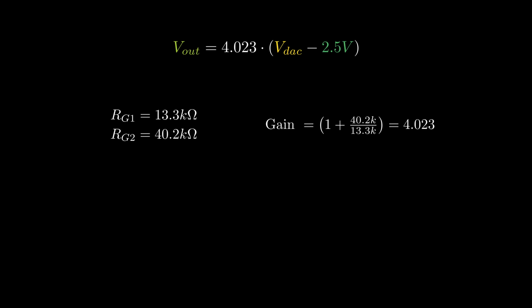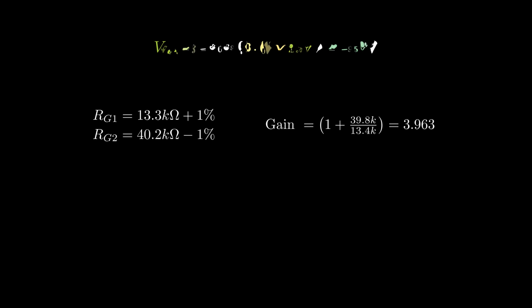What happens if RG1 is 1% high and RG2 is 1% low? Now our gain is less than 4. We can't correct this with our calibration because the DAC physically cannot output less than 0 volts. At 0 volts and our new reduced gain, we can only scale to minus 9.9 volts. Likewise, the DAC can't output more than 5 volts, so we can only scale to 9.9 volts.